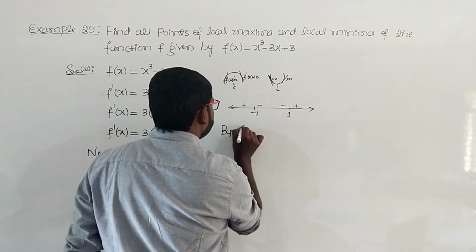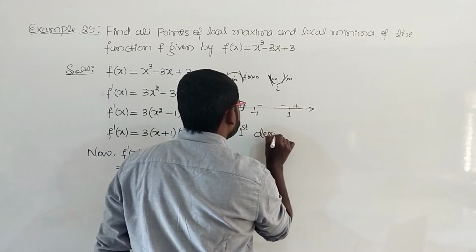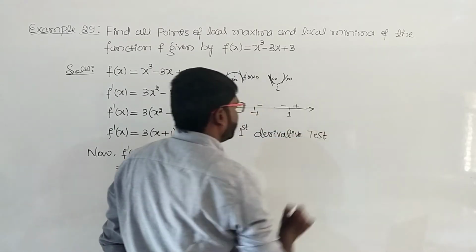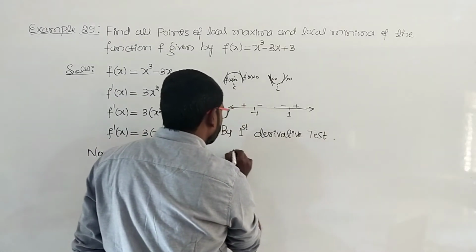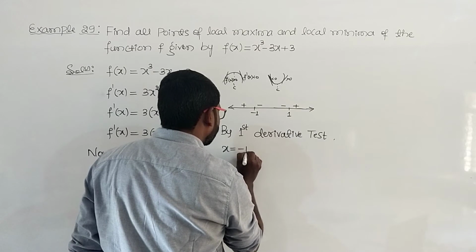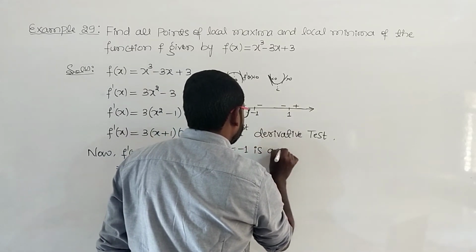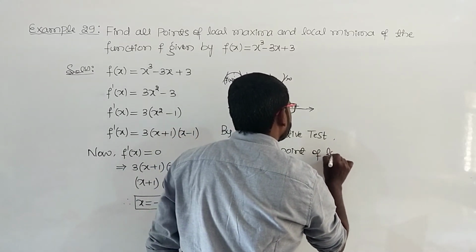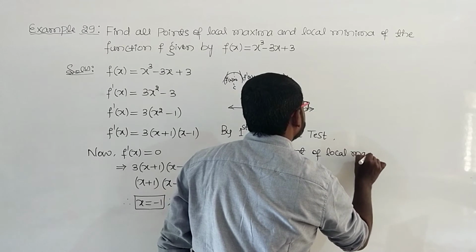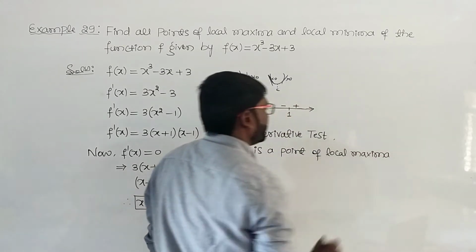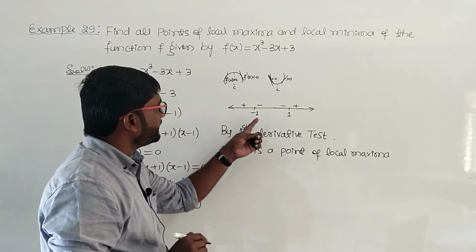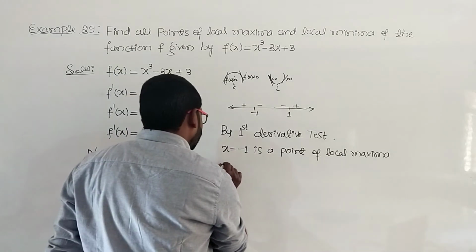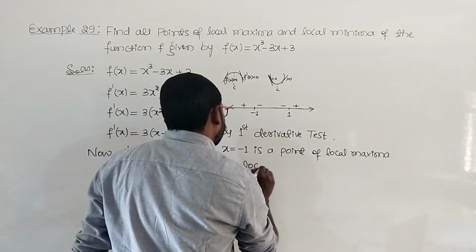By first derivative test, x equal to minus 1 is a point of local maxima, and we have to find the local maximum value. Substitute x equal to minus 1 in the given function, we get the local maximum value.